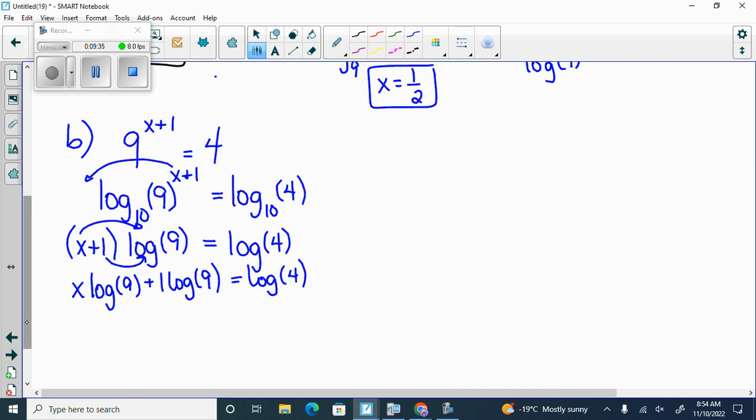Okay, what are we going to do next? In my steps, what are we going to do next? Move the thing that doesn't have a log to the other side, right? Just like if you had 3x plus 7 equals 8, you'd move the 7, we're moving the log.